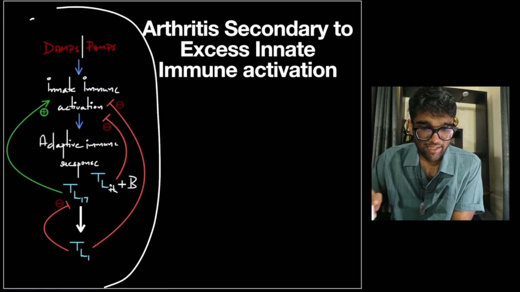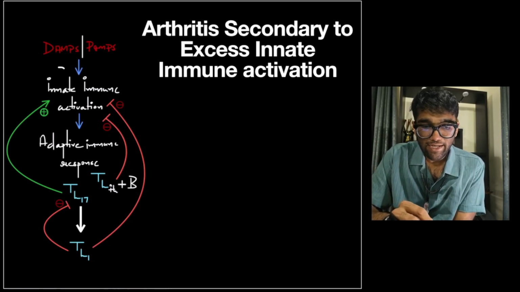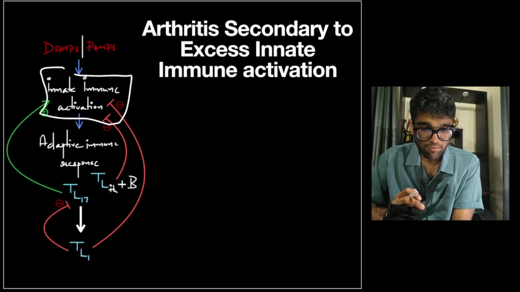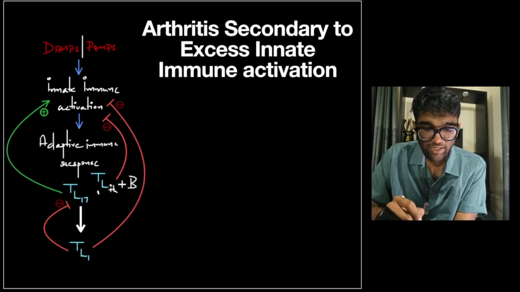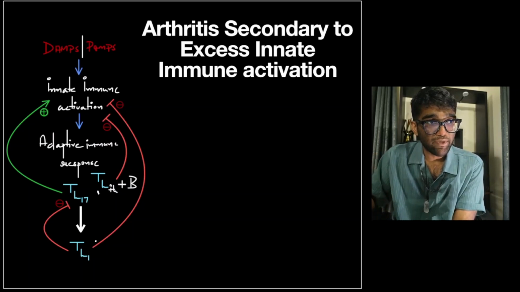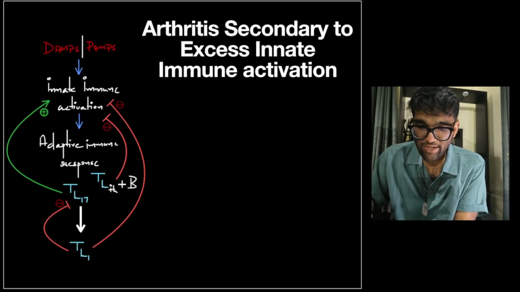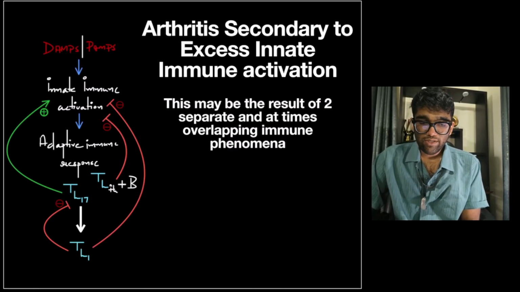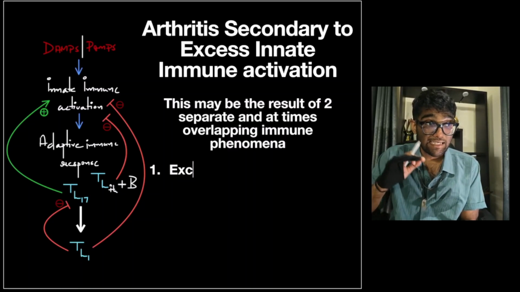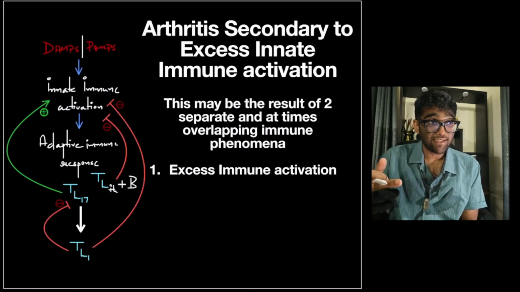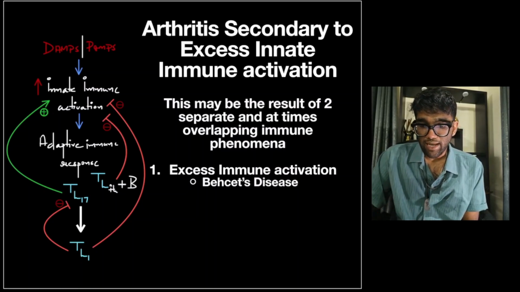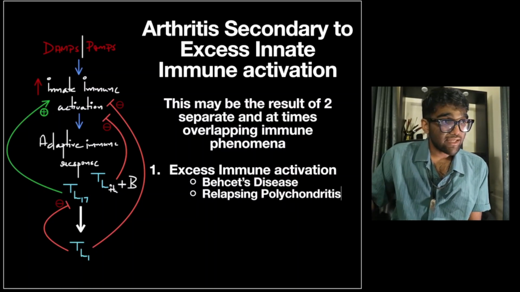Now, what is happening is that there is excessive innate immune activation, and the feedback inhibition of the innate immune system by your Th17 to Th1 polarization is possibly not happening properly. That could be the result of 2 types of separate immunological phenomena. One is a decreased threshold for innate immune activation, resulting in excess innate immune activation, the prototype of this being Behçet's disease. And the second disease that comes under this list is relapsing polychondritis, and I touched on this there as well.